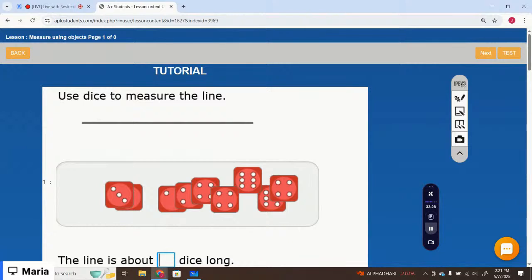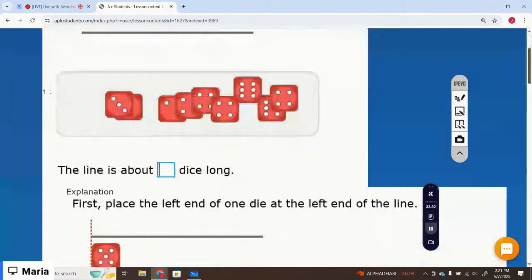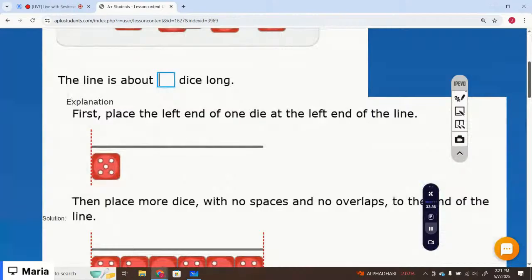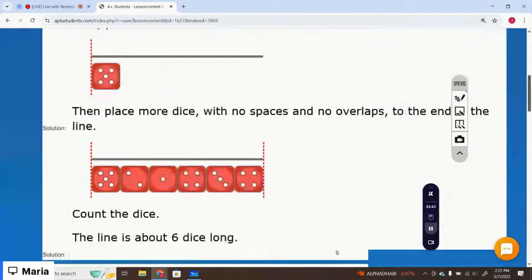So the line is about how many dice long? You have to place the left end of one die at the left end of the line, then place more dice with no overlaps to the end of the line. So we have 1, 2, 3, 4, 5, 6. The line is about 6 dice long. The correct option is 6.